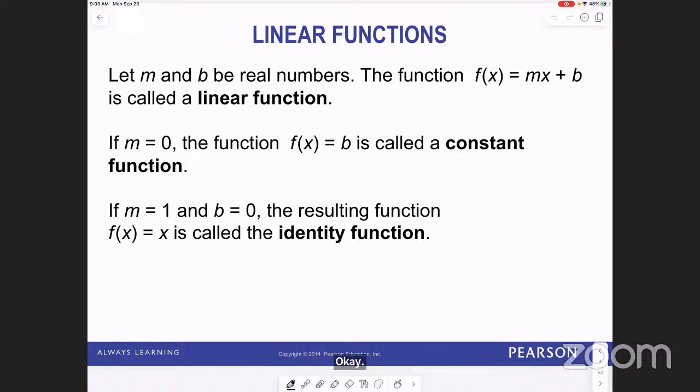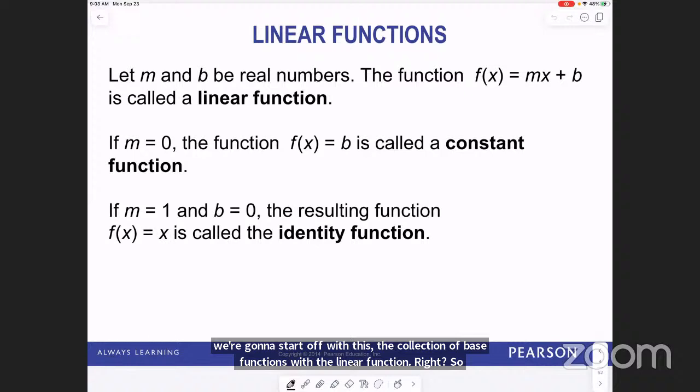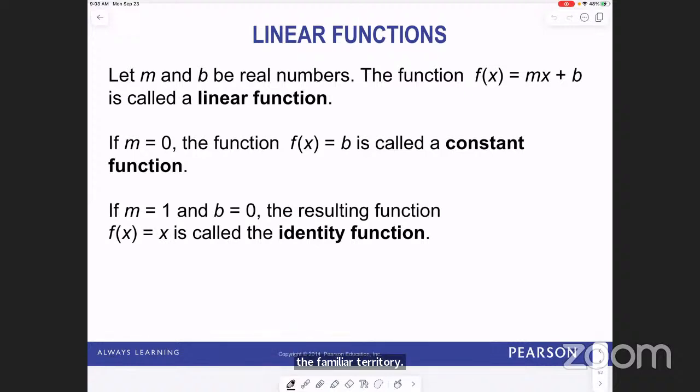So we're going to start off with this collection of base functions with the linear function, right? So start with familiar territory. Let m and b be real numbers, then the function f of x equals mx plus b, similar to y equals mx plus b, is called a linear function. If your slope is 0, then the function becomes f of x equals b. It's called a constant function. So that's like y equals a number, a horizontal line through whatever b is, right? If the slope is 1 and b is 0, the resulting function is called the identity function.